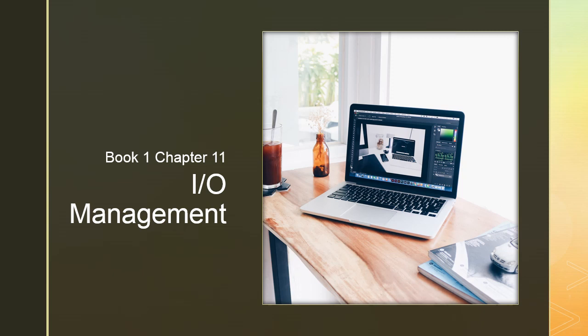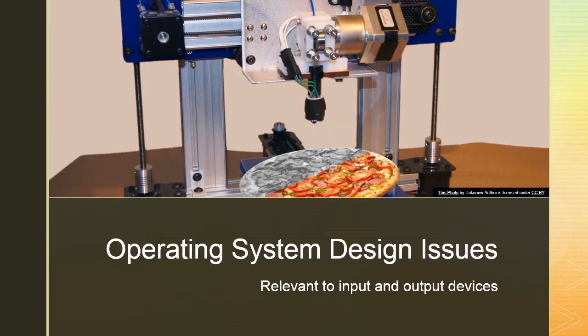Today we start a new chapter called IO Management, and we will use chapter 11 of the William Stallings book for this topic. The first subtopic of this chapter is operating system design issues relevant to input and output devices.